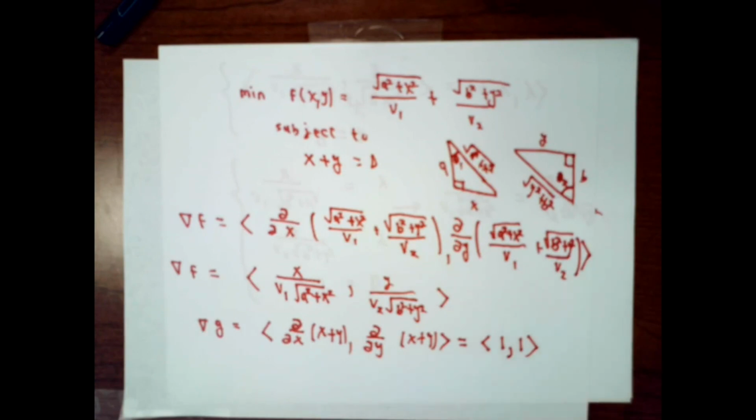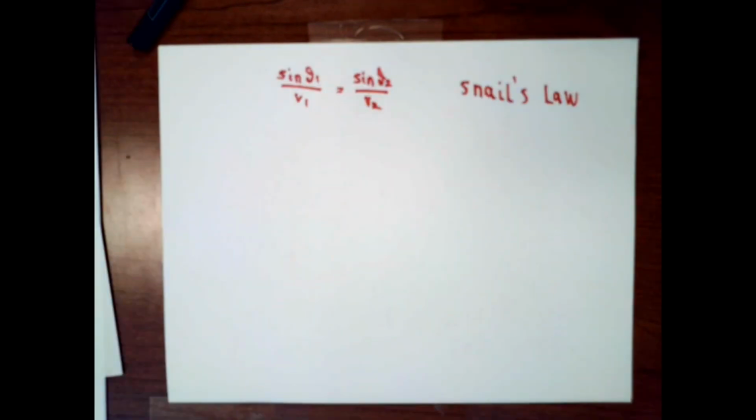And likewise, for sine of theta 2. I might satirically call this Snail's law. Actually, it's Snell's law. This relates the angles of incidence of a light ray at an interface between two media to the speeds. This principle of least time will morph into something called the principle of least action, which will eventually lead you to something called the Euler-Lagrange equations, which are of fundamental importance in modern physics.